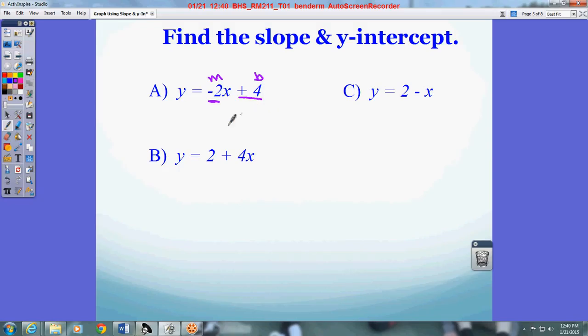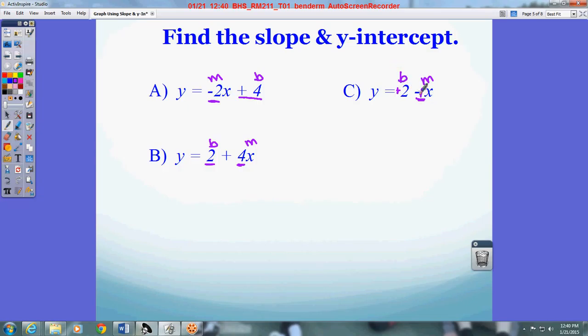In example B, I have y equals 2 plus 4x. So they tried to trick you a little bit here because they switched the b and the m. But if I look for the x, the number that's right in front of it is my m, or my slope. And the plain constant is my b, or my y-intercept. In our third example, we have y equals 2 minus x. So the number in front of x is my slope. And we have to be careful here. We have to remember that this is a negative 1x. So negative 1 is my m, and this positive 2 in front of it is my b.